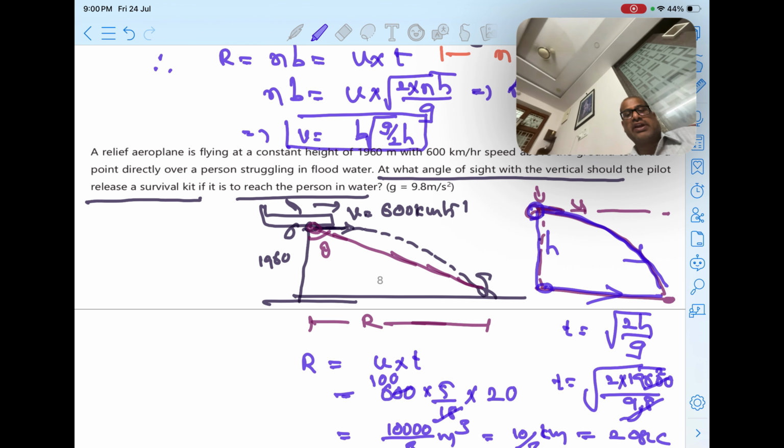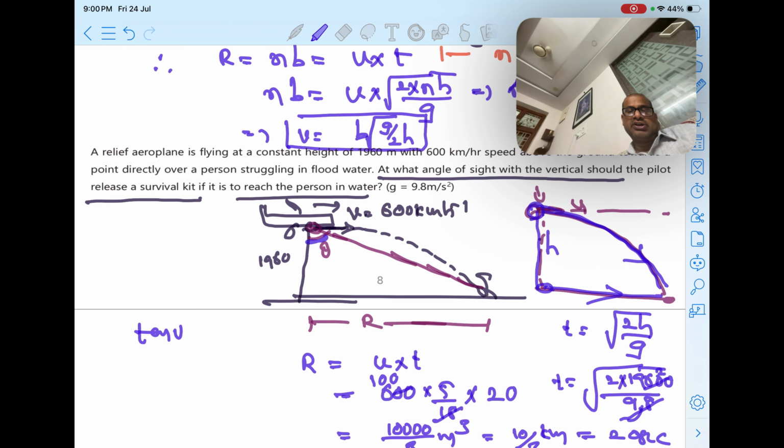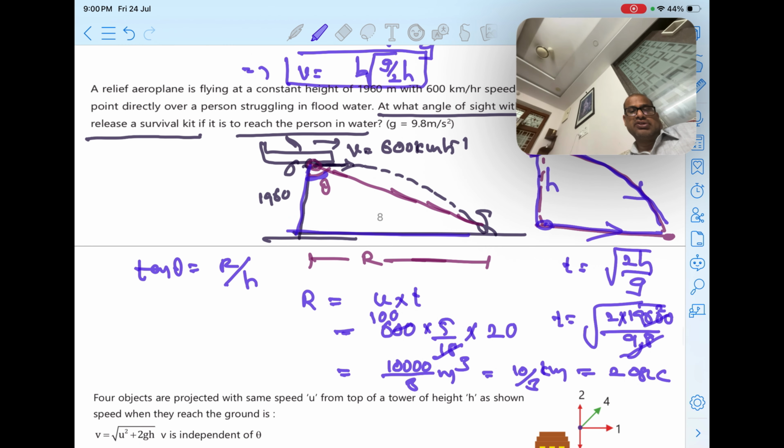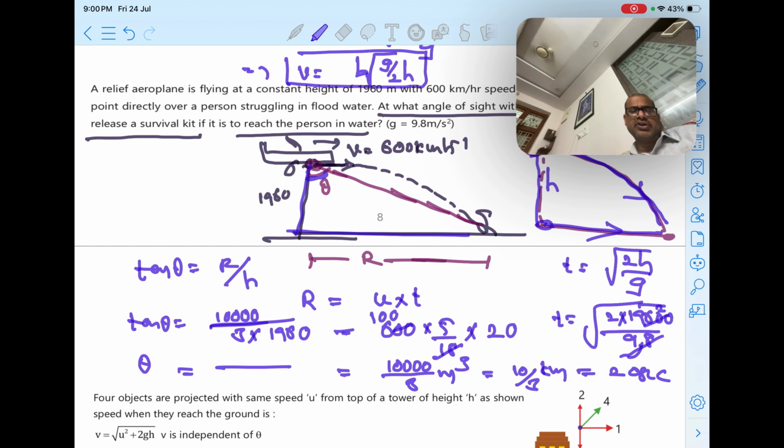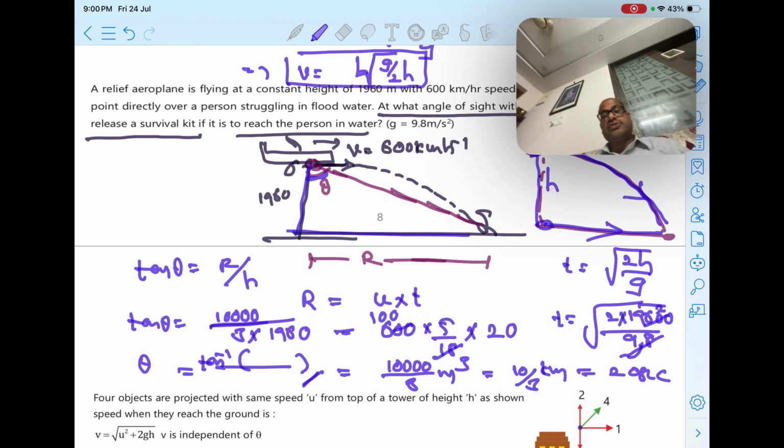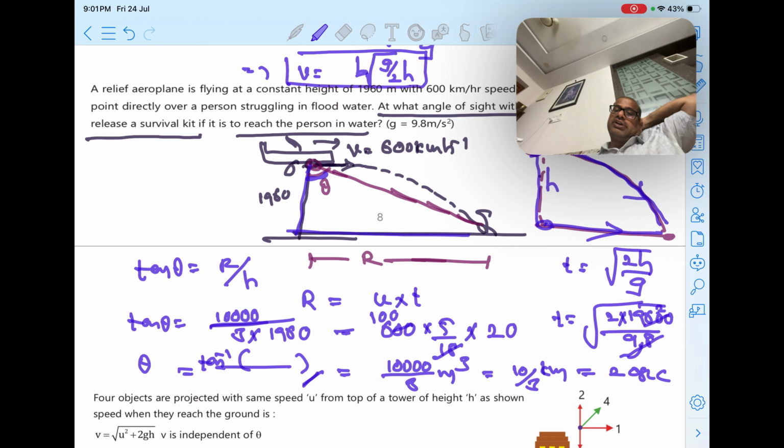So now we want to find theta, right? From this triangle, tan theta is how much now? Tan theta is opposite side by adjacent side, that is r by h. So r is known to you, so tan theta is equal to 10,000 by 3 divided by h, that becomes 1960. Simplify, theta becomes tan inverse of that. Like that you can find it out.